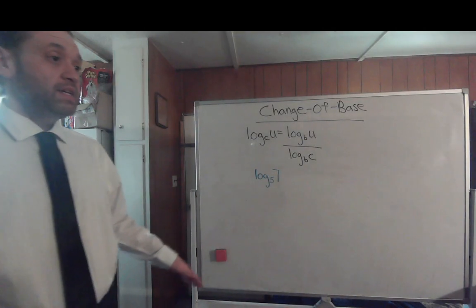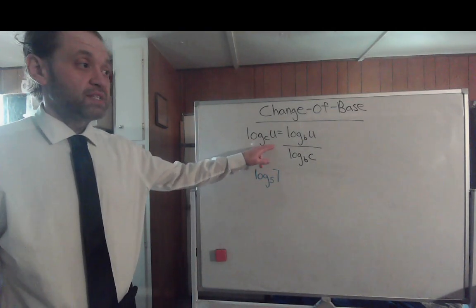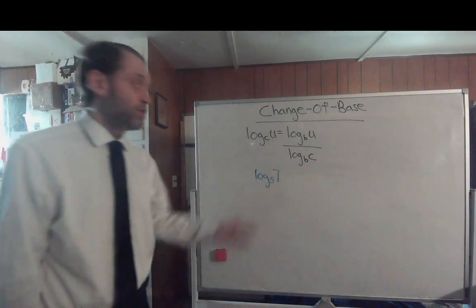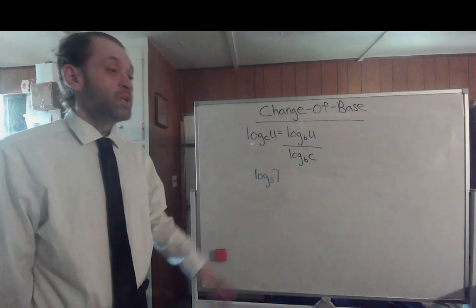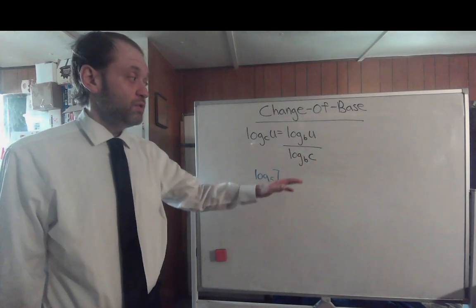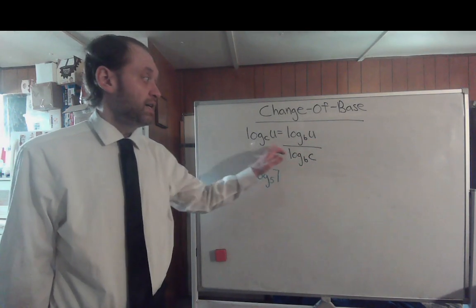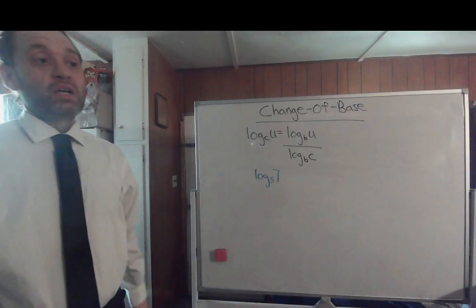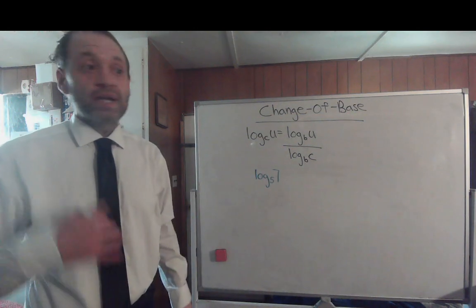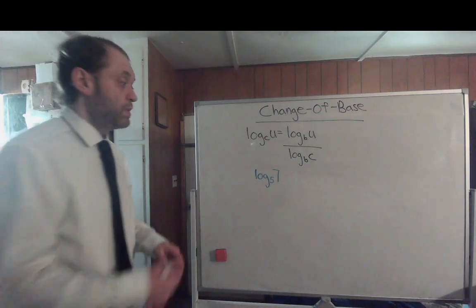So, say you have some arbitrary log base c of u, where that c doesn't work out to be a format you could put into the calculator. You can convert this into another base, log base b of u, divided by log base b of c. And that base b you pick doesn't matter, whether it's base 10, base e, what have you.